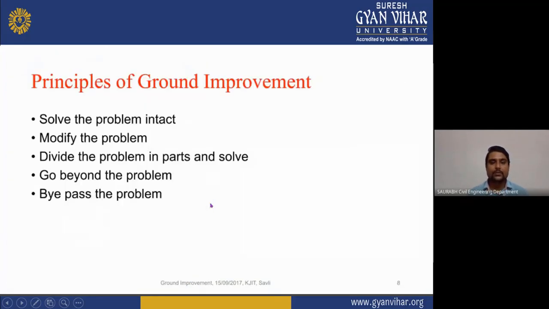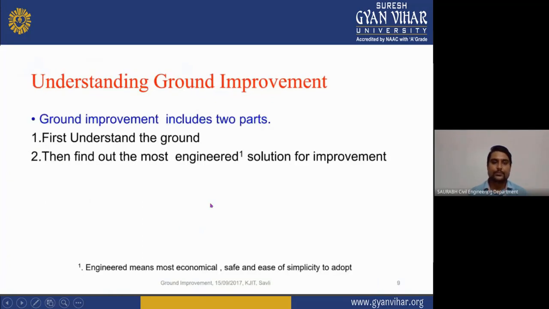So we will know here what the principles of ground improvement are. First principle is solve the problem intact, modify the problem, divide the problem in parts and solve, go beyond the problem, bypass the problem. So understanding ground improvement includes two parts. First, to understand the ground, and second, to find out the most engineered solution for the improvement.